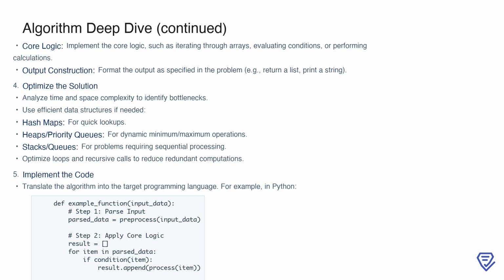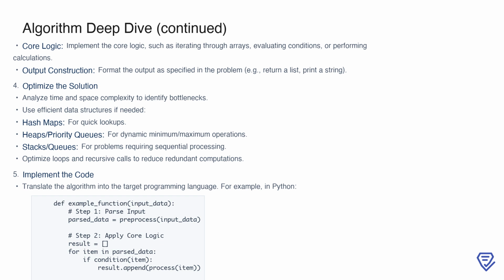This involves writing the main operations, such as looping through data structures, evaluating conditions, or performing necessary calculations to solve the problem. Once the core logic is in place, the output must be constructed in the format specified by the problem requirements, such as a list, string, or any other expected structure.